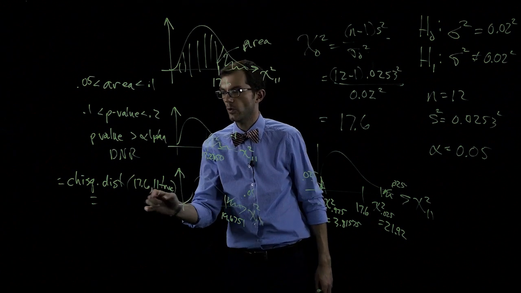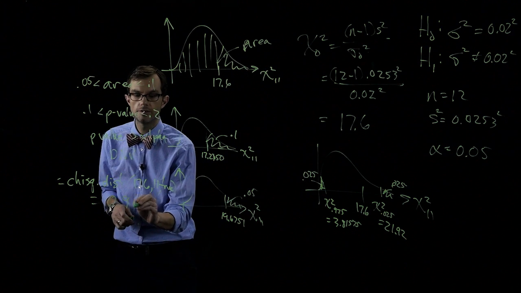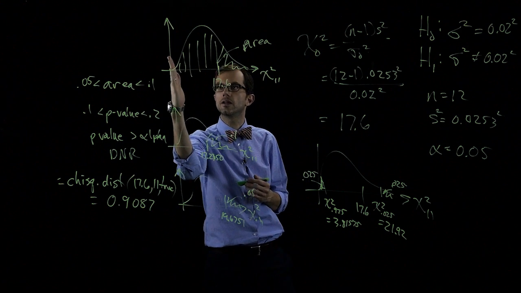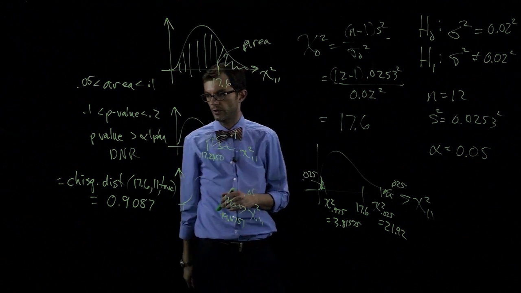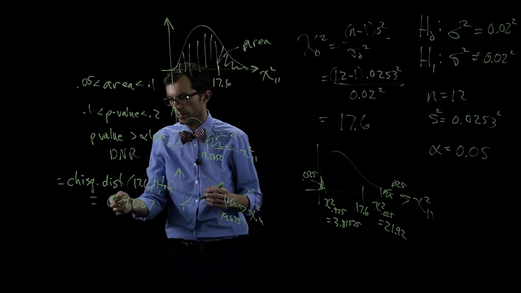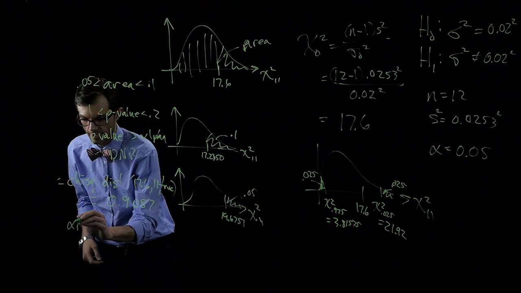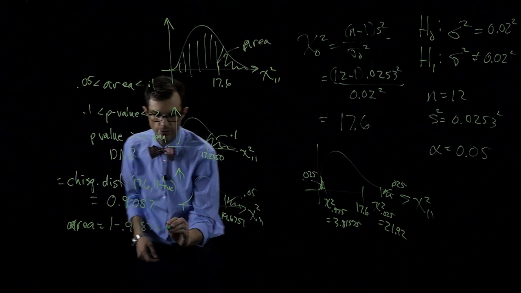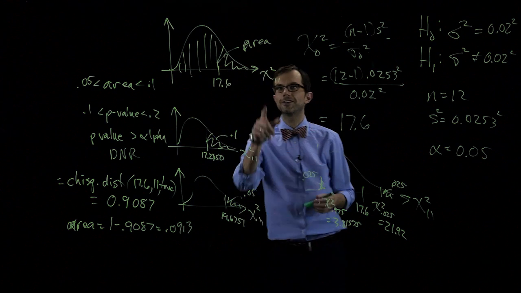If we implement this equation in Excel, we should get something that looks like this, 0.9087. That's the cumulative area. We say cumulative true. That's the cumulative area between the lower bound 0 up to the value on this axis, 17.6. But that's not the area we want. We want this upper tail area. That upper tail area would be the complement of this, 1 minus 0.9087, which is 0.0913. So that just gives us the area.